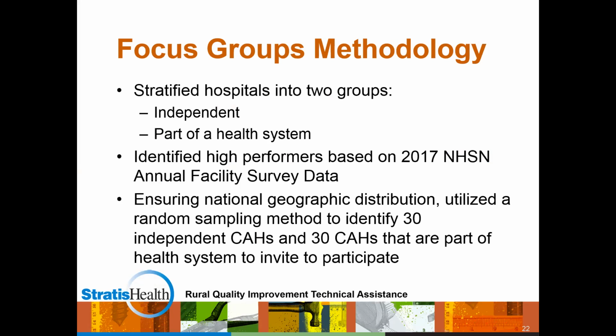We then identified high performers based on the 2017 NHSN annual facility survey data, which we just reviewed at the national level. And we also ensured national geographic distribution utilizing a random sampling method to identify 30 independent CAHs and 30 CAHs that were part of a health system who were then invited to participate in the focus groups.